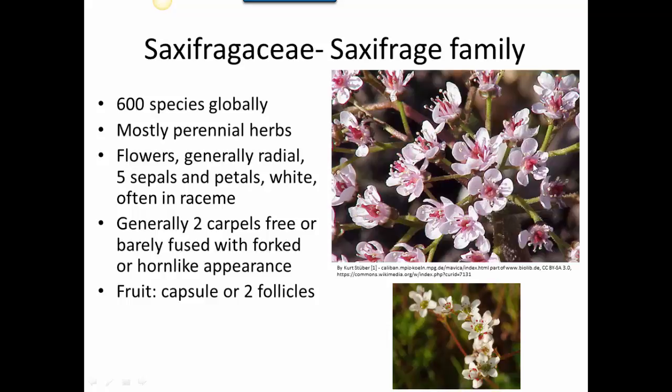So hopefully you can see here in this umbrella plant, there are 2, it almost looks like a little duck beak. There are 2 semi-fused carpels in there. So that's a great characteristic for identifying members of the saxifrage family. So they generally have 2 carpels which can be free or barely fused with this sort of forked or horn-like appearance. I think they kind of look like a duckbill. The fruit can be a capsule or 2 follicles.